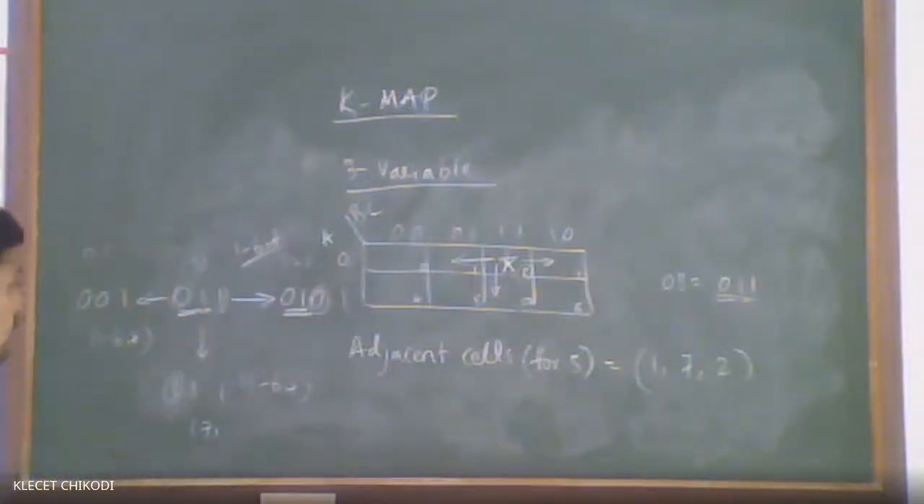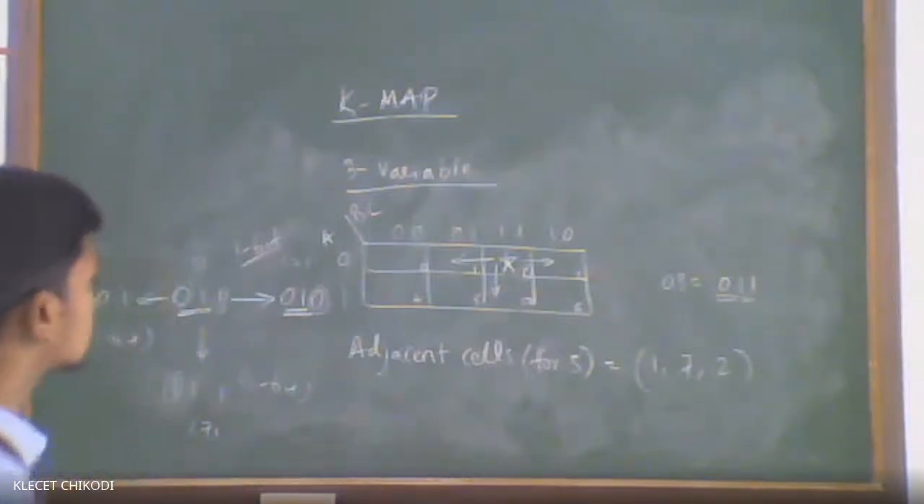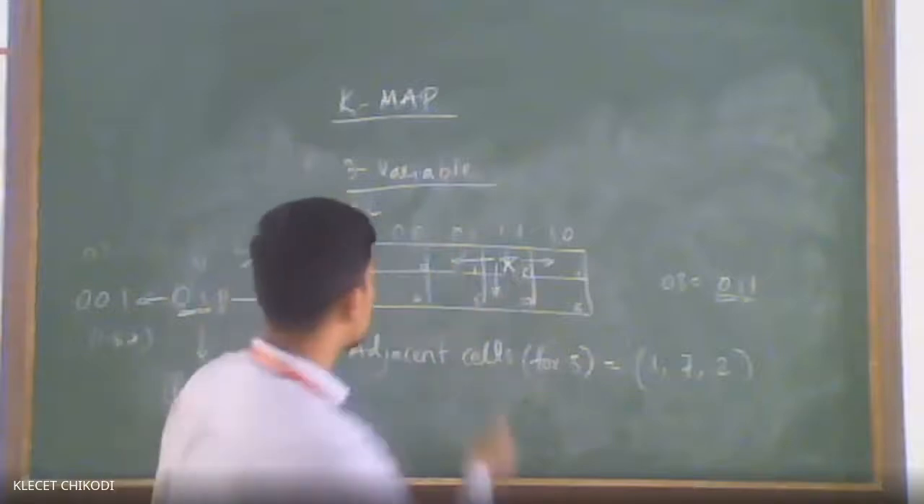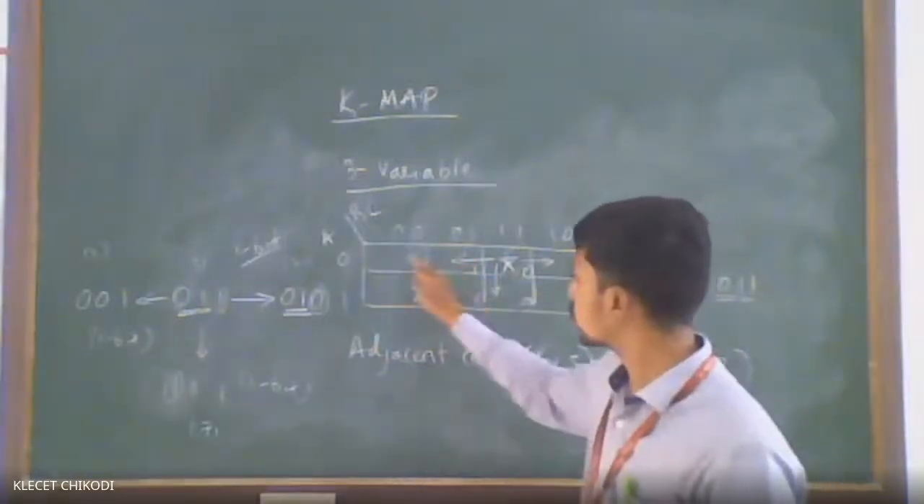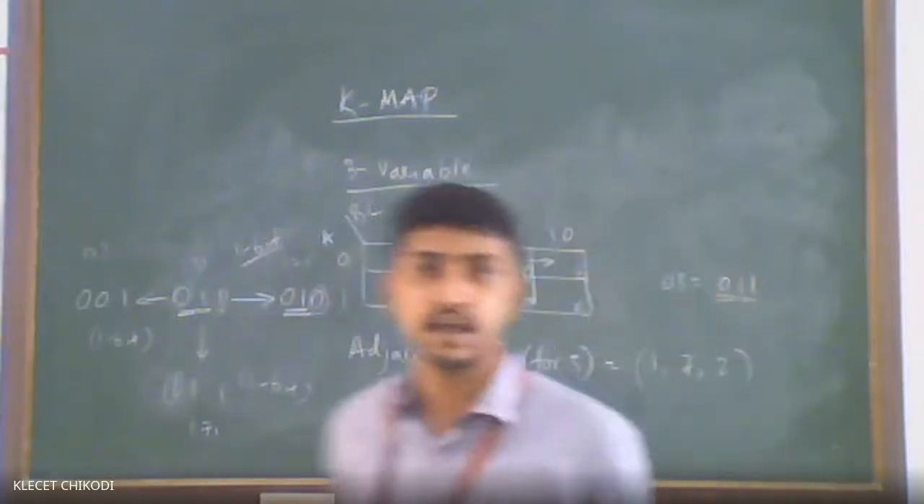So that's why we call them logically adjacent cells. Whenever there is a cell and the respective adjacent cells differ by only one bit, then we call those logically adjacent to each other. Is it clear?